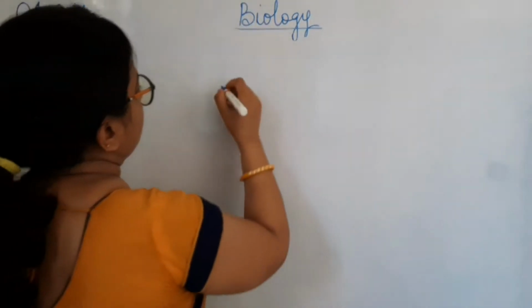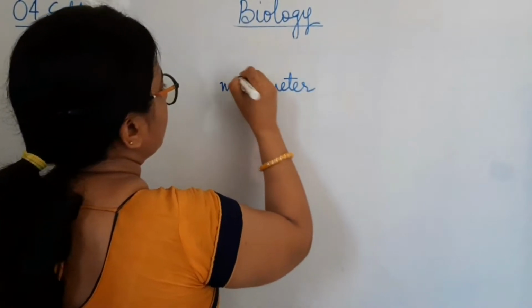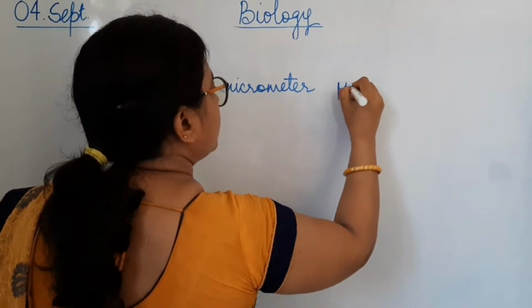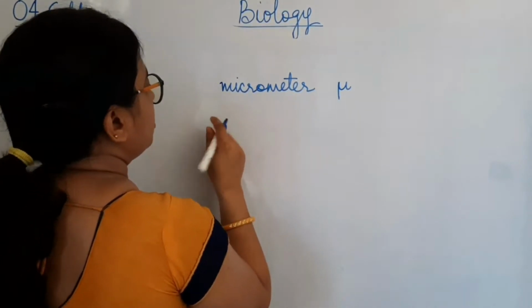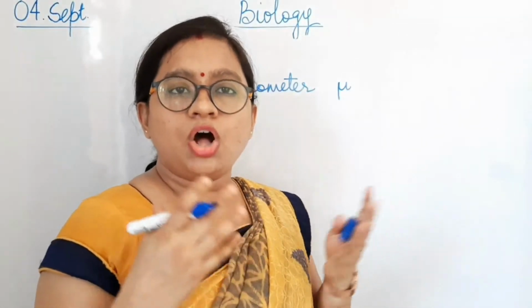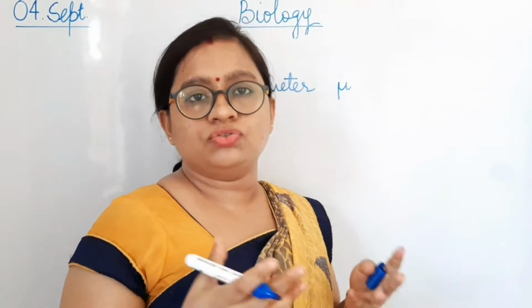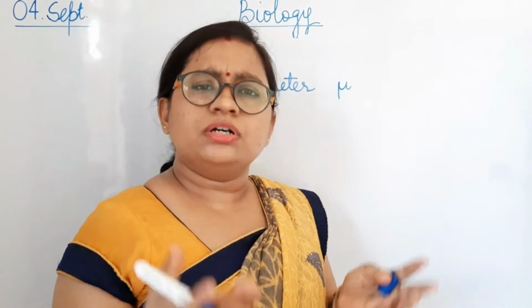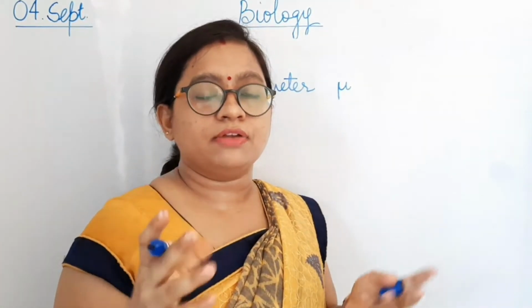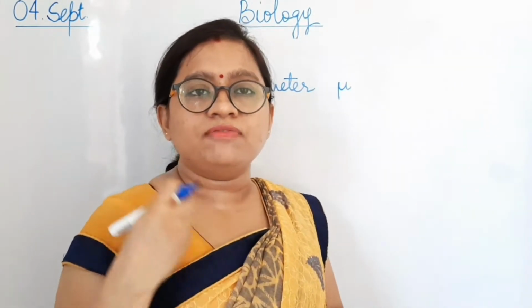For that there is a measurement, and that is the micrometer, which is denoted by this. When we compare the micrometer with the millimeter or meter, how can we understand that? Generally the units of measurement which we use are meter, centimeter and millimeter. We can easily understand when things are measured in these units. So how can we understand the size of the cell through micrometers?